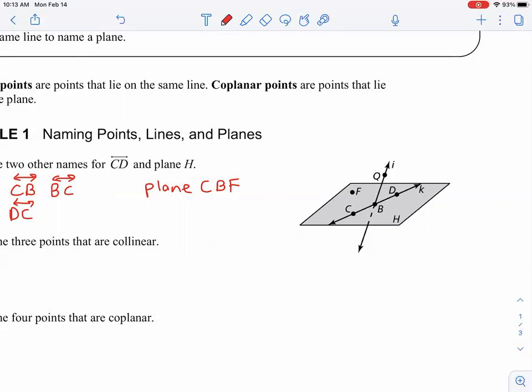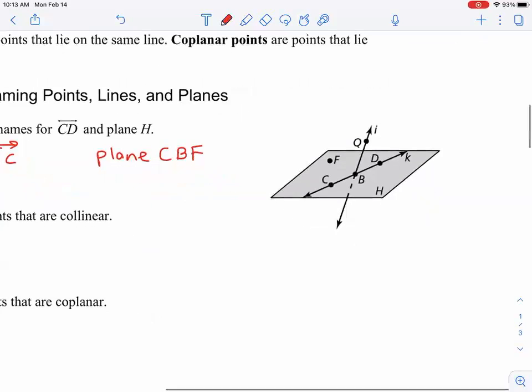Any 3 letters that don't line up. So I could call that plane. What else could we do? FDB.